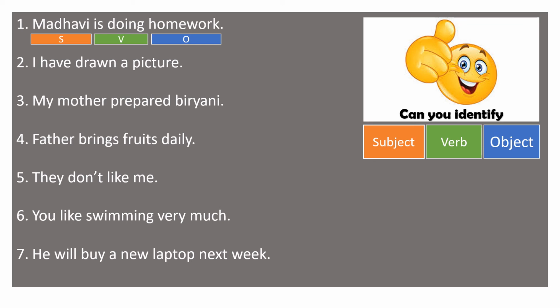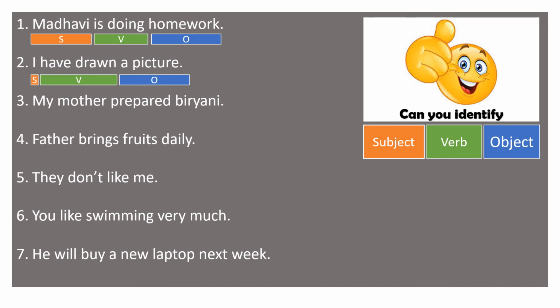In the second sentence, I have drawn a picture. Who is the subject? Who is the sentence about? Yes, I. So I is the subject. What has I done? Have drawn is the verb. What has he drawn? A picture. So a picture is the object here.